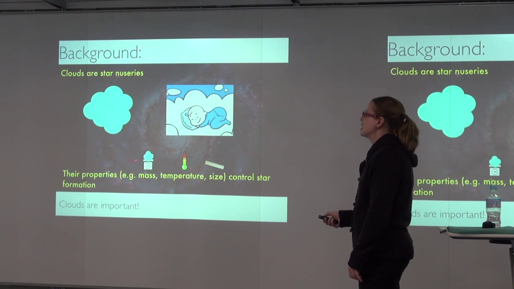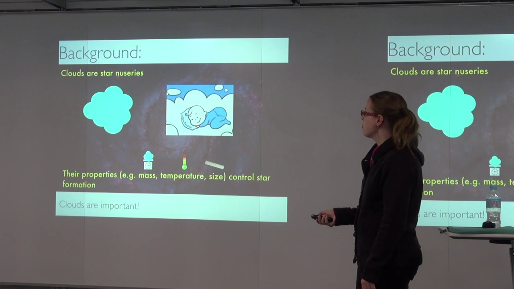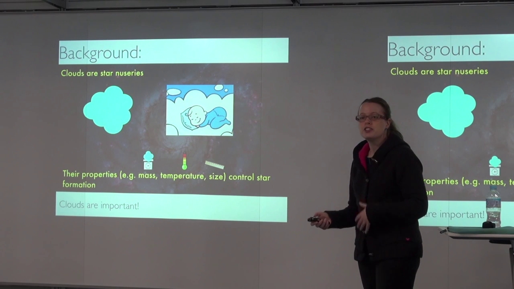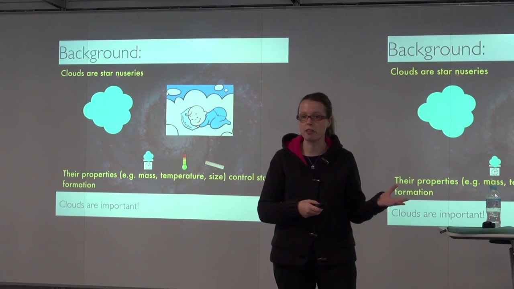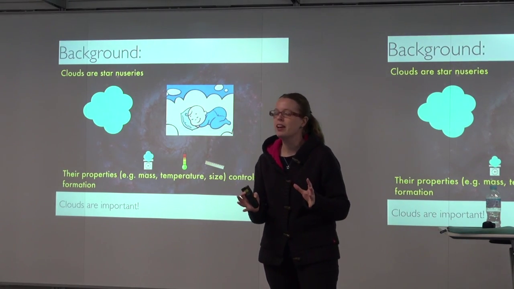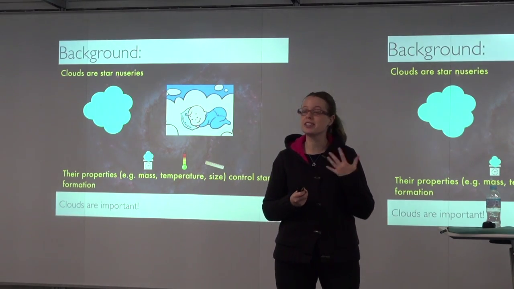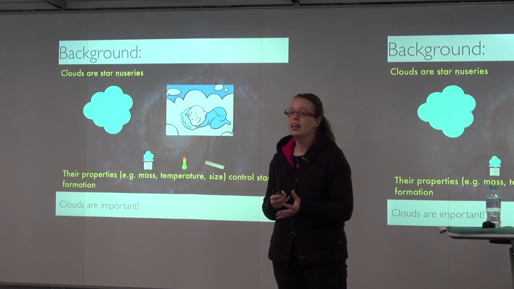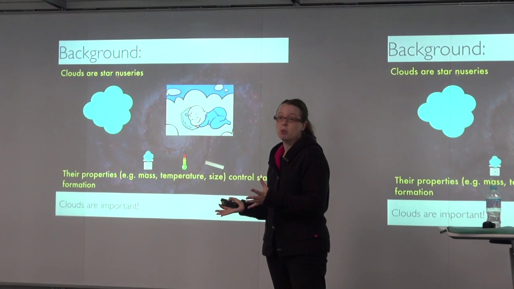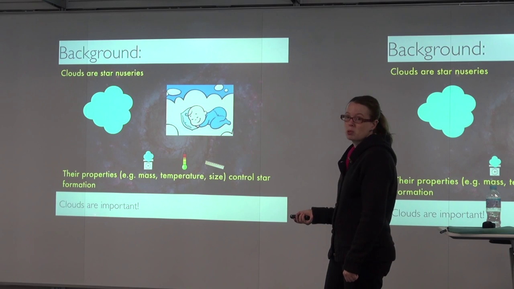So this means these clouds in which stars are born are pretty important. Their properties, like their mass and their temperature and how big they are, are going to determine how many stars they birth. So really, it is these gaseous stellar nurseries that are controlling our galaxy's star formation rate. So we need to understand how and why they form in order to understand when a star like our Sun is going to be born. So, take home message, clouds are important.